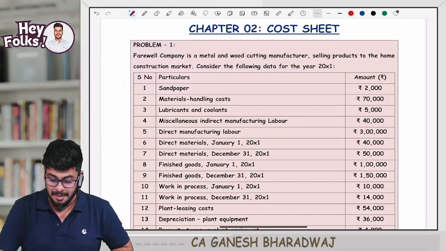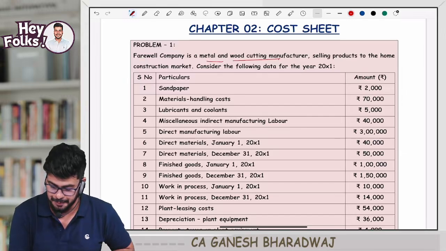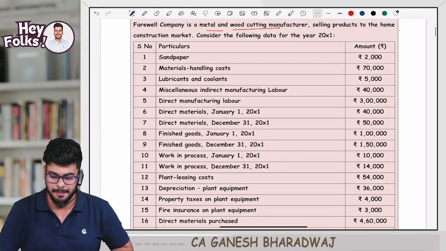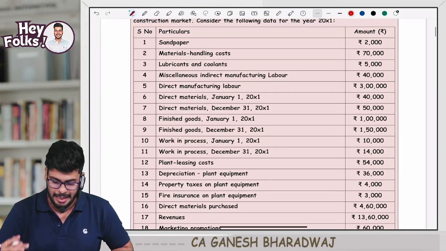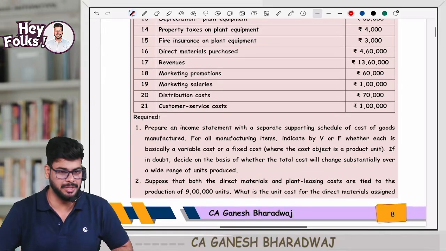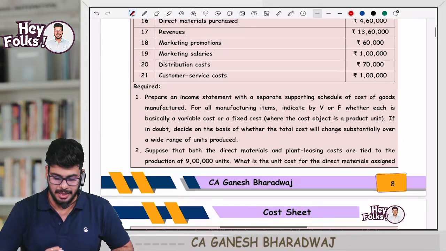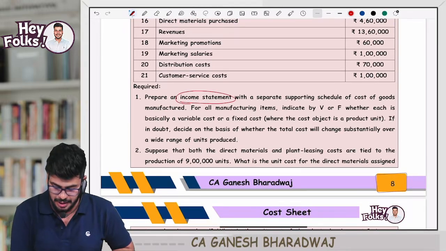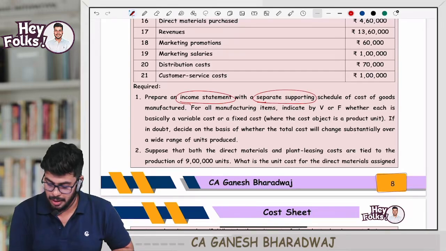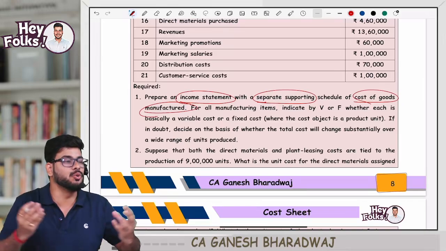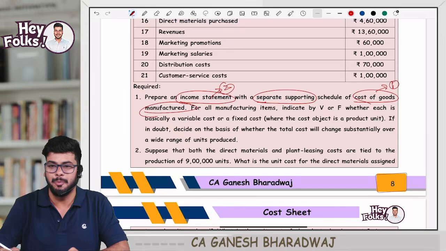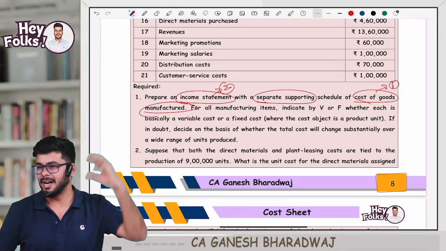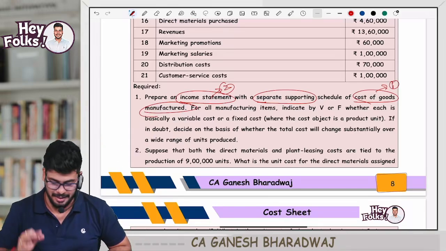Farewell Limited is a metal and wood cutting manufacturer selling products to the home construction market. Consider the following data for the year 20x1. They have given some line items of expenses which I will read, do not worry. First, required: prepare an income statement with a separate supporting schedule of cost of goods manufactured. Basically, they are asking for the two statement approach. This is statement number 2. This is statement number 1. A separate supporting schedule for COGS is nothing but your cost sheet under the two statement approach. Right, this is what they've asked.